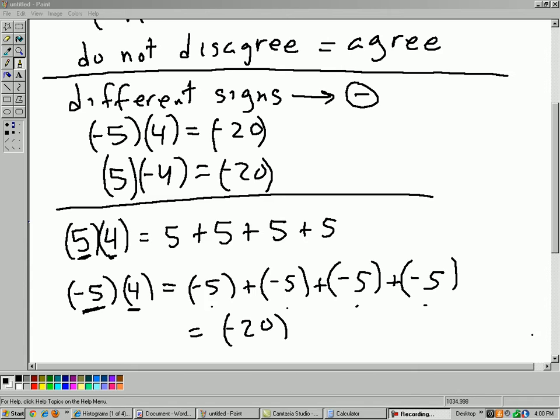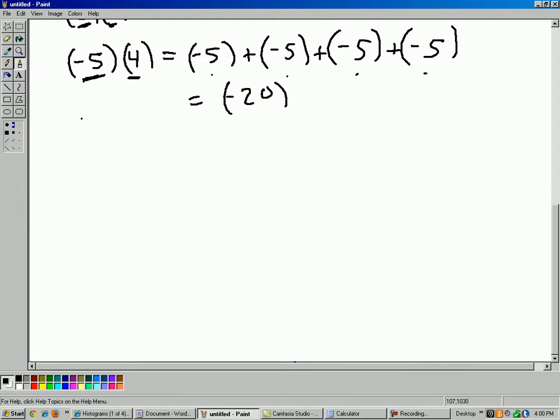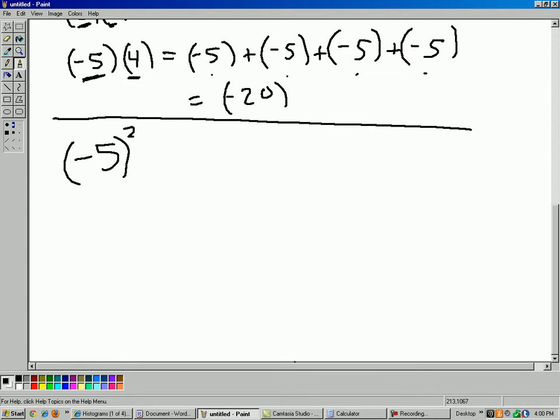And then there's one more thing, and that is exponents. Let's do one more example here. Say you have something like negative 5 to the second power. So the little number in the corner, that just means I'm going to multiply the negative 5 together 2 times. So negative 5 to the second power means negative 5 times negative 5.